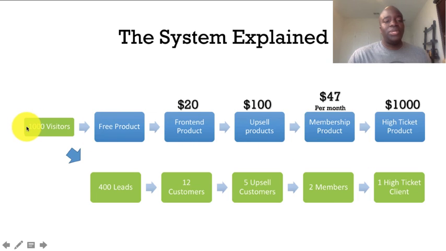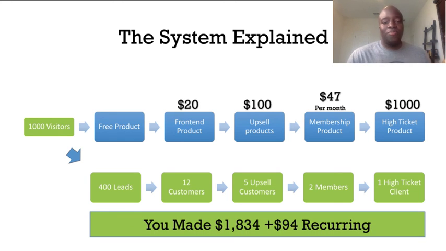Imagine, guys, if you could drive 1,000 qualified visitors to a sales funnel that was set up like this, and you had all of these different products and price points within that funnel so that you can literally maximize all the revenue in one funnel. So what that would actually look like if we broke that down into numbers is you would have made, with this particular example, $1,834 in product sales, plus you would have added $94 in recurring monthly income that's going to be sent to you every single month as long as those people are paying that membership fee.